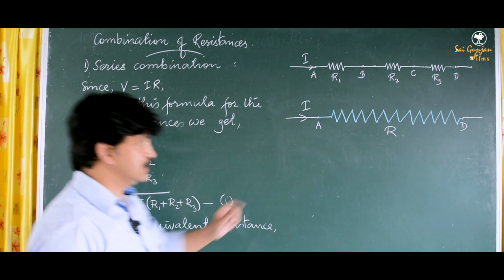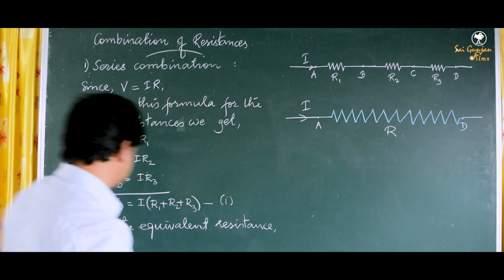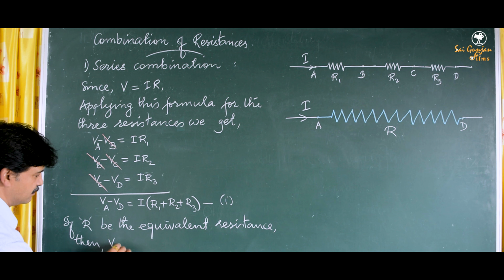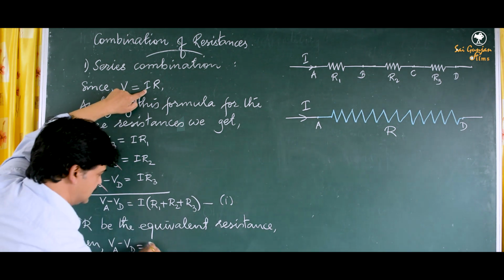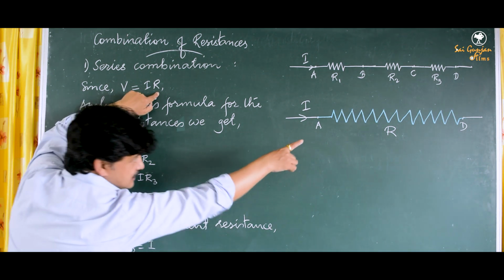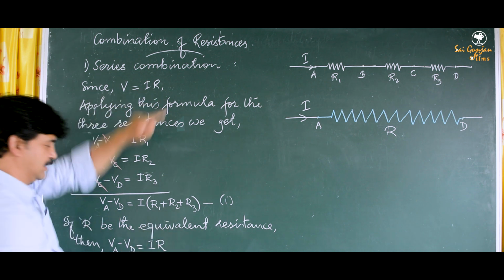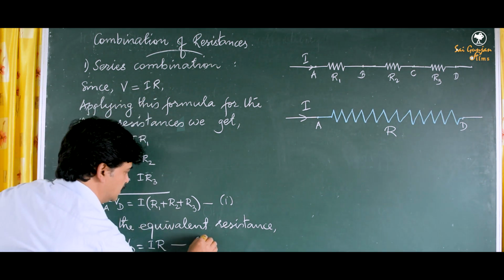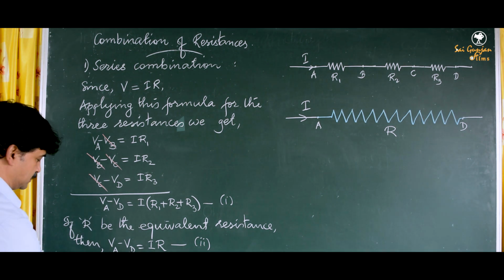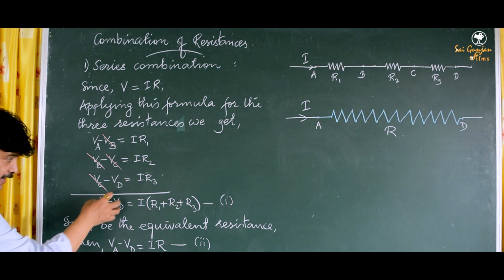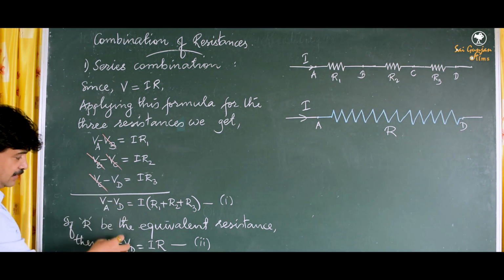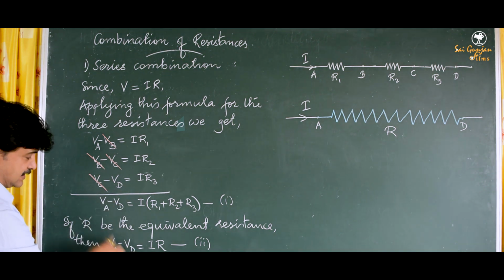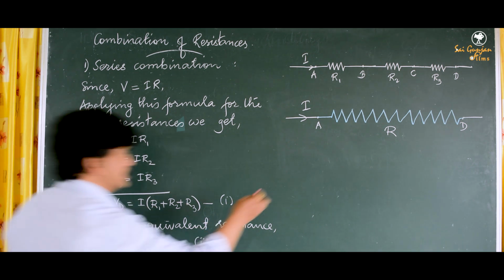So what is the potential difference between A and D? It is VA minus VD equals, the current for this one is I, and the resistance is R. Let this be equation number 2. Now look at these two equations. We find their left hand sides to be the same, isn't it? Let's compare equation 1 and 2. Since the left hand sides are the same, the right hand sides must be equal, isn't it?